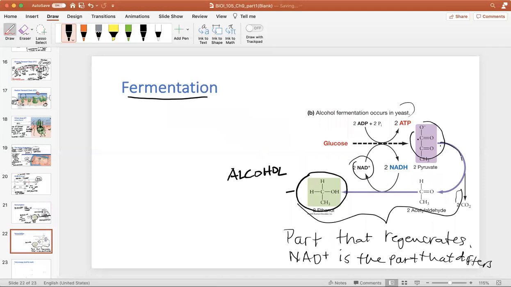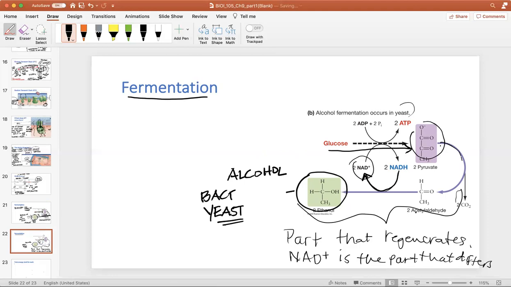Okay, so this process goes through and it regenerates our NAD so we can keep glycolysis going, okay? But the end product of this type of fermentation is alcohol. This is done by yeast and bacteria. So you can have some bacteria that do this. You can have yeast that do this. So like if you're making wine or beer, that's how this process is done, through yeast that are doing anaerobic respiration. This is how you make wine and how you make beer.